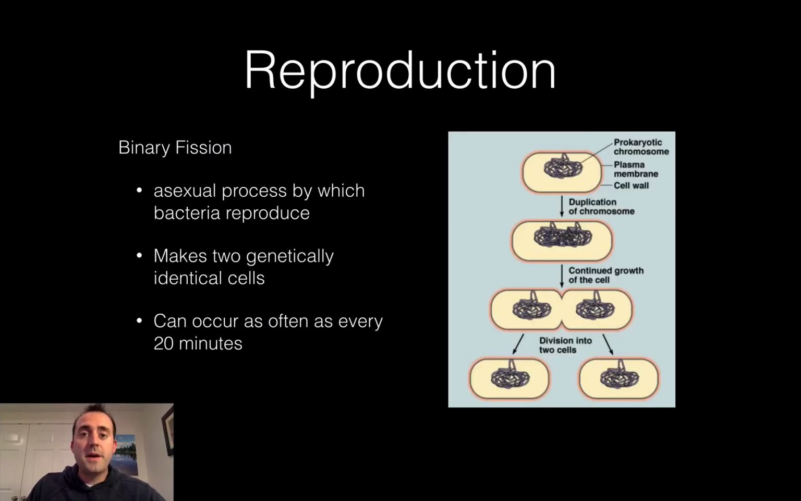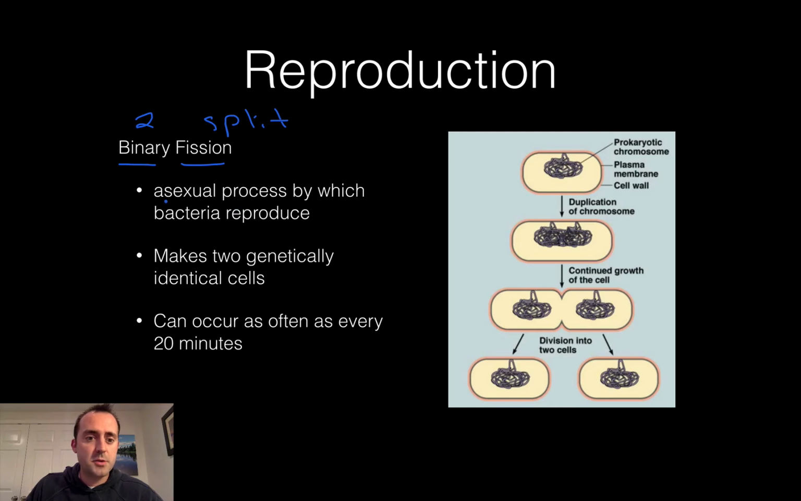Now we're going to move on to bacterial reproduction. The way bacteria reproduce is pretty simple. Since they don't have a nucleus, they don't go through mitosis. They use a process called binary fission. Binary comes from the number 2, and fission means to split. So basically, these bacteria simply copy their DNA and they split in 2. It's a very simple process.